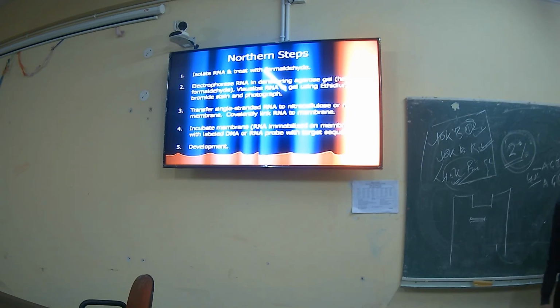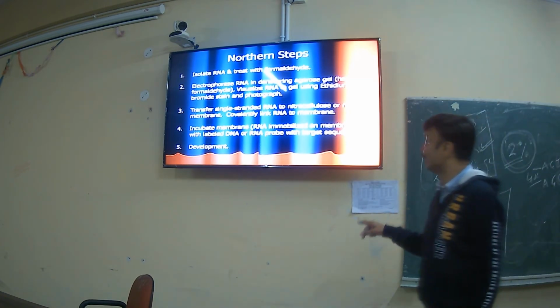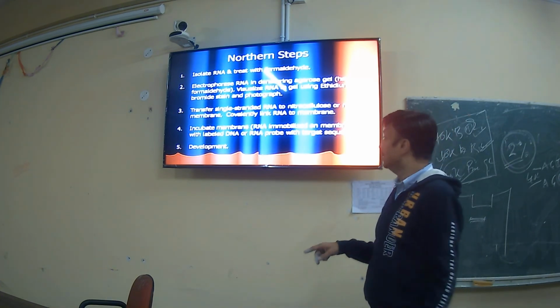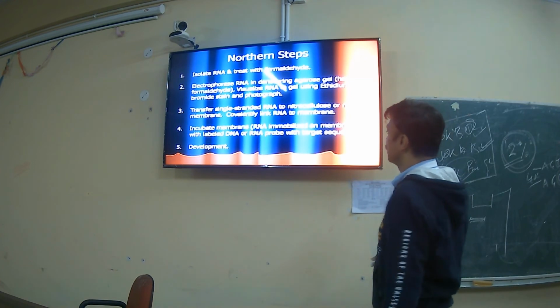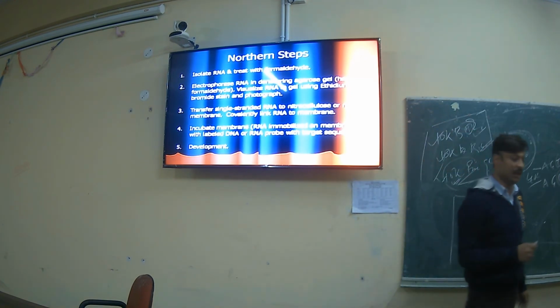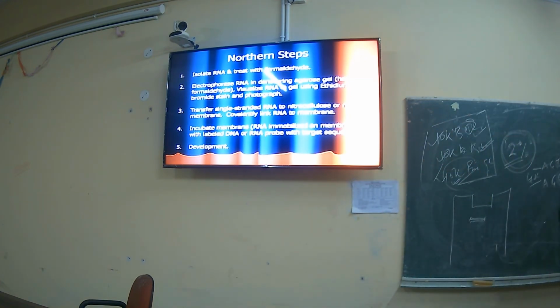Transfer of single stranded RNA to nitrocellulose membrane and nylon membrane. The RNA strand will stick on the same side which is present on the hydrogel electrophoresis. That will bind on the same side on the nitrocellulose membrane. So it is the third step, the transfer of single stranded RNA to the nitrocellulose membrane, that will be covalently linked to the nitrocellulose membrane.